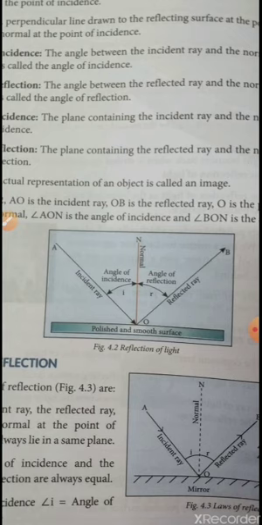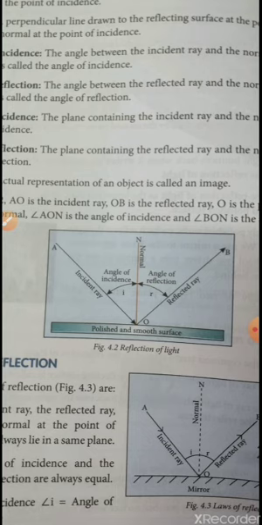The first one: whenever a ray of light, and here we will just draw a single line and put an arrowhead to indicate that it is a ray of light, falls on a polished and smooth surface, and polishing means something very shiny, then in the same angle at which the ray of light falls, it bounces back on the opposite side. That is called reflection.